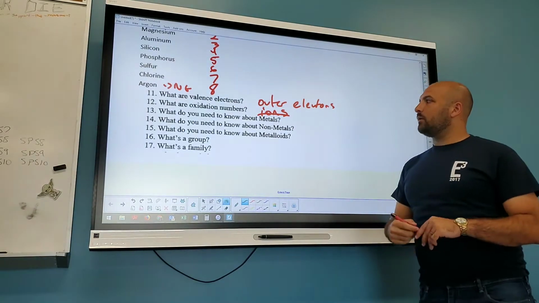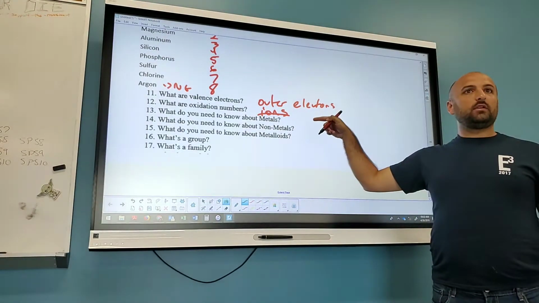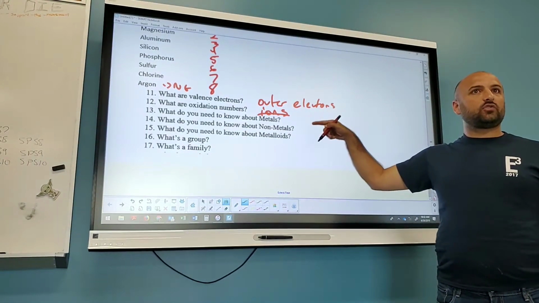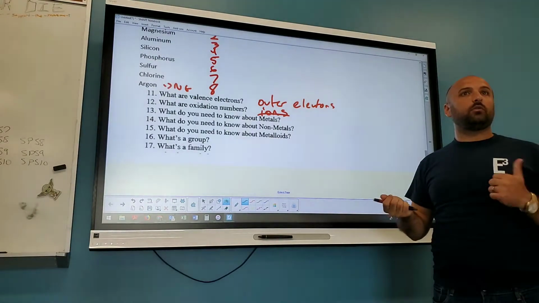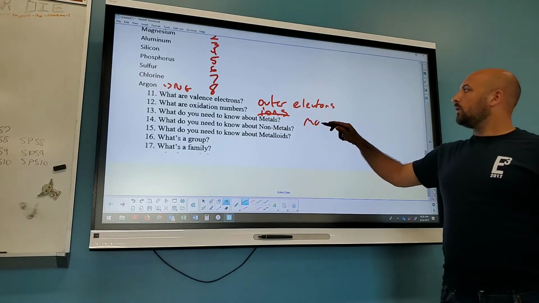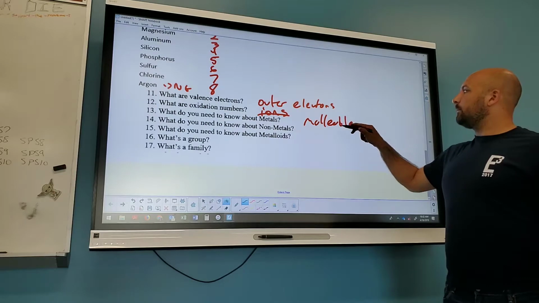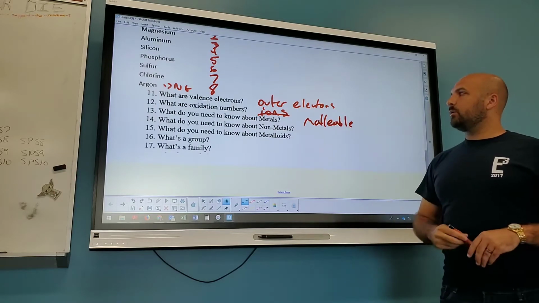What do I need to know about metals? They conduct electricity, they're shiny, and they're bendable. The word is malleable, all right, malleable. And anyways, moving on through here.